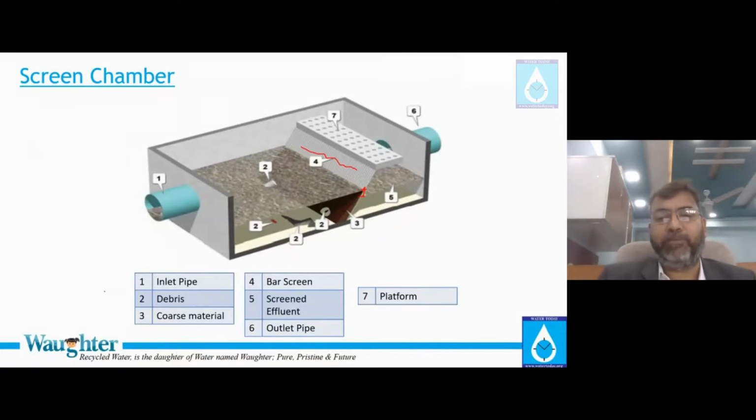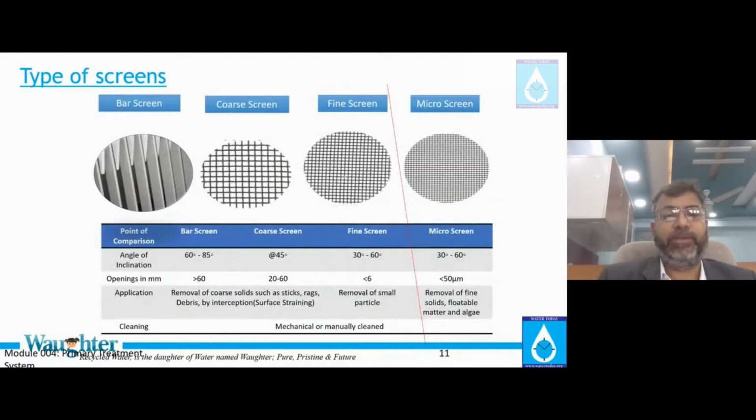Then you have an outlet pipe and you can have some kind of platform where you can stand and periodically clean the debris, something like that, okay? This is a very simple example of a screen chamber design and how you put the screens.